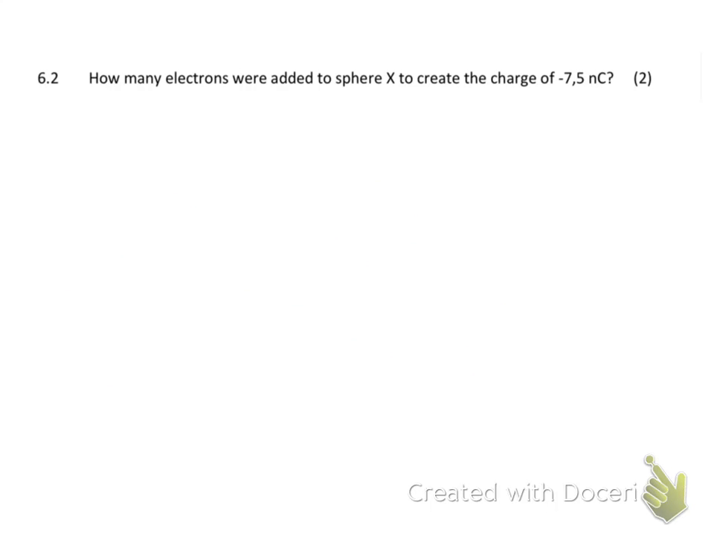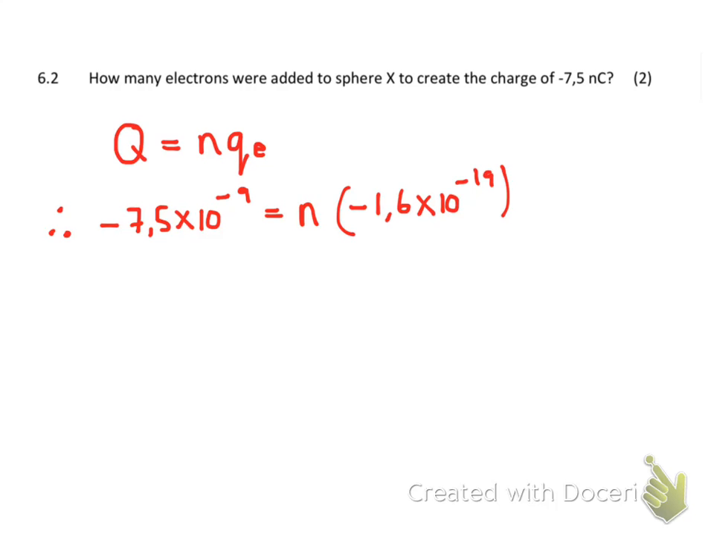Alright, 6.2, how many electrons were added to sphere X to create the charge of minus 7.5 nanocoulombs? The formula is charge is equal to number of electrons times the charge of one electron. Q subscript e is the charge of one electron, and that you get from your data book. So we know that the charge is minus 7.5 times 10 to the minus 9. The question's asking to calculate n, the number of electrons, and the charge of one electron is minus 1.6 times 10 to the minus 19 coulombs. And if we solve for n, we get 4.69 times 10 to the 10 electrons.